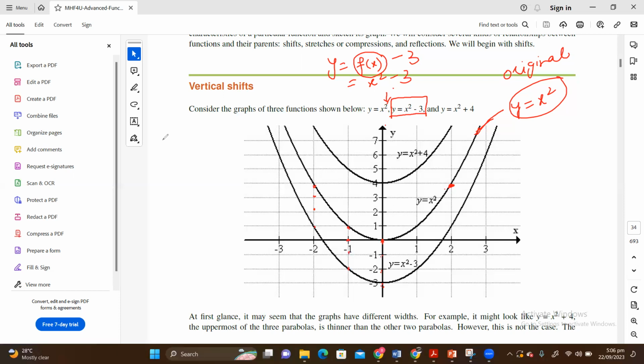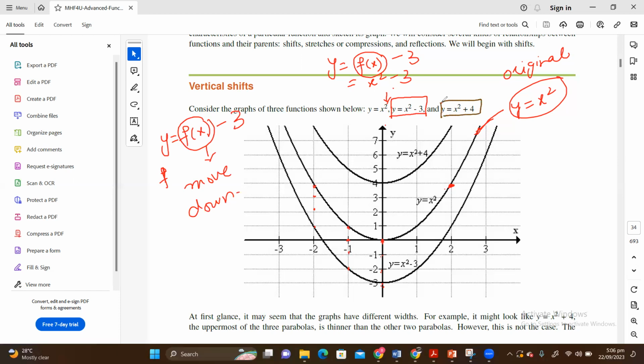So what we have learned is if we have an original graph y is equal to f of x, and if we subtract 3 from this function, it means we are going to move down.